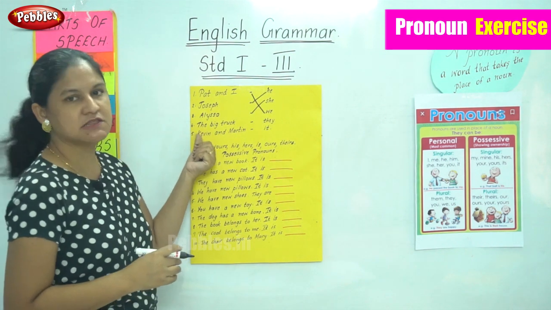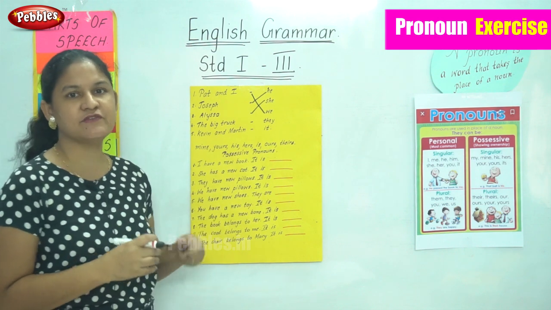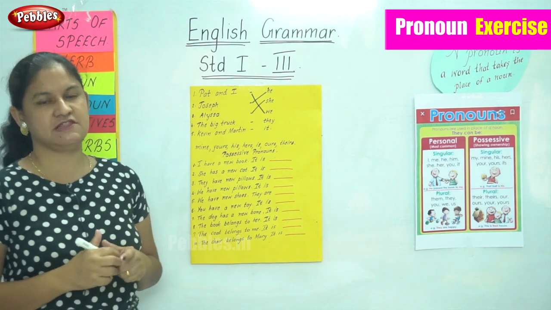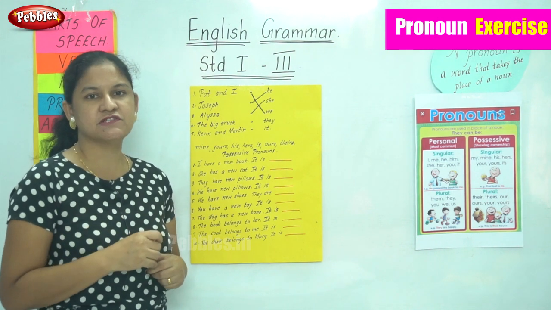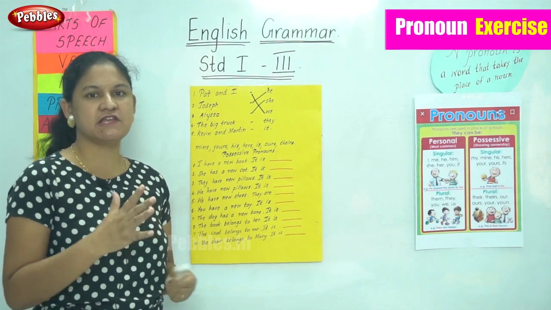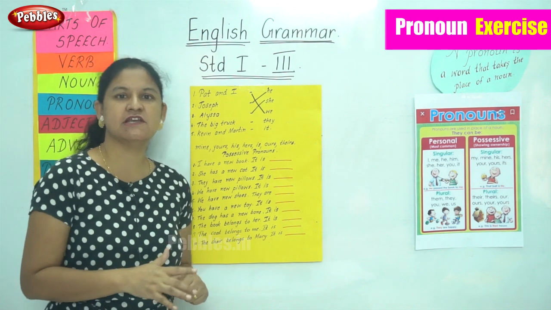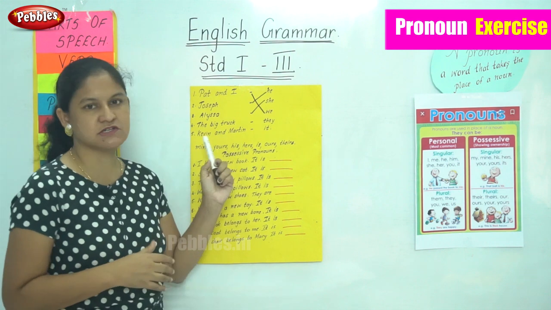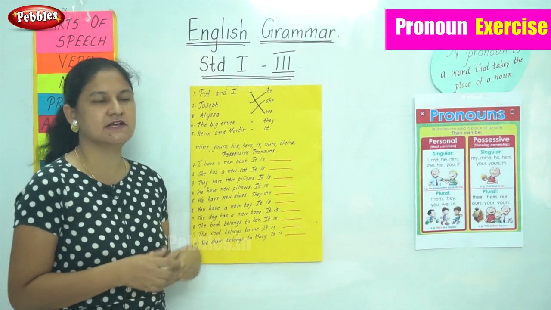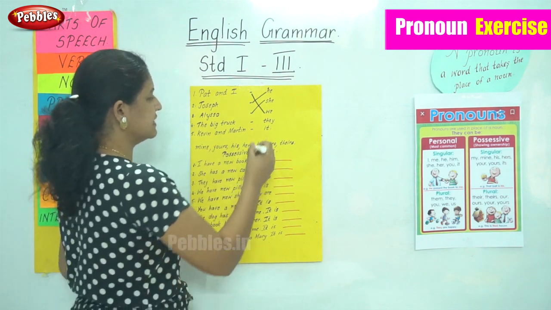Next comes the big truck. When we talk about non-living things, things that don't have life, then we use the word it. We don't use he or she. He or she is used for living things. And when we talk about a non-living thing, we say it. So the big truck is it.